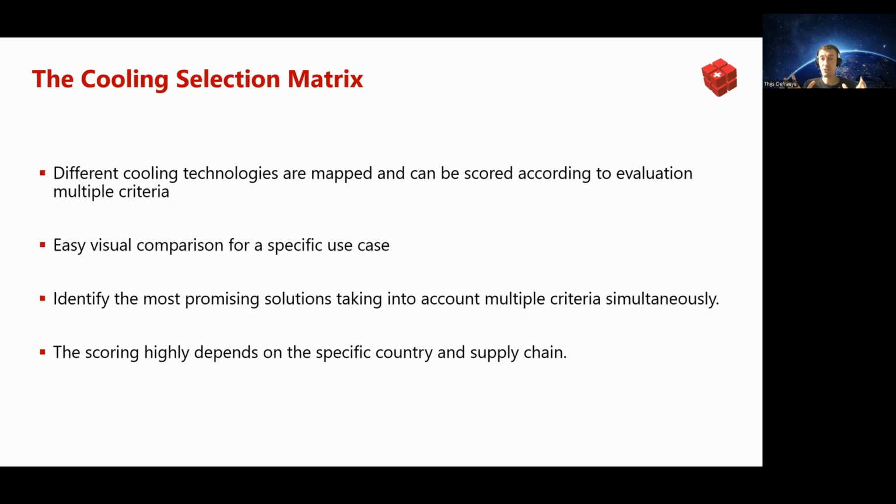The scoring as such depends on the country, supply chain, but also use case. So you have to be aware of this. If you would score this selection matrix for every use case, country, and supply chain, it will look different. And that's the beauty of it, because for one case, a certain cooling technology might seem very viable, but for another use case, it might not be at all viable, as we will see from here.